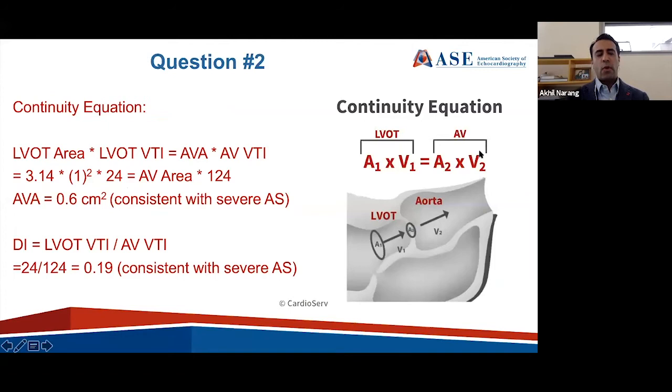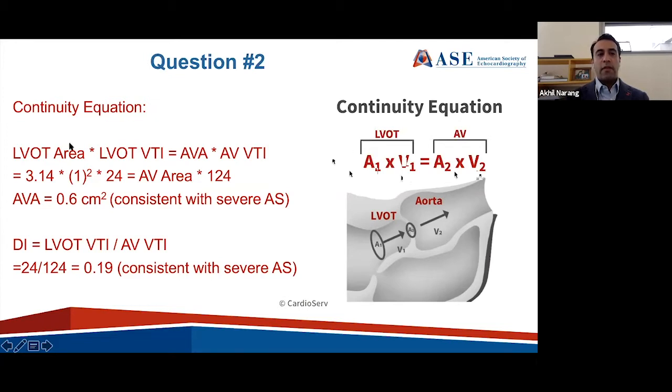This question needs to be solved using the continuity equation. This is a principle where the area times the flow on one side is equal to the area times the flow on the other side. So for the LVOT, A1 times V1 equals A2 times V2 for the aortic valve. This is a principle that's being used throughout echocardiography, and you should be very familiar with this.